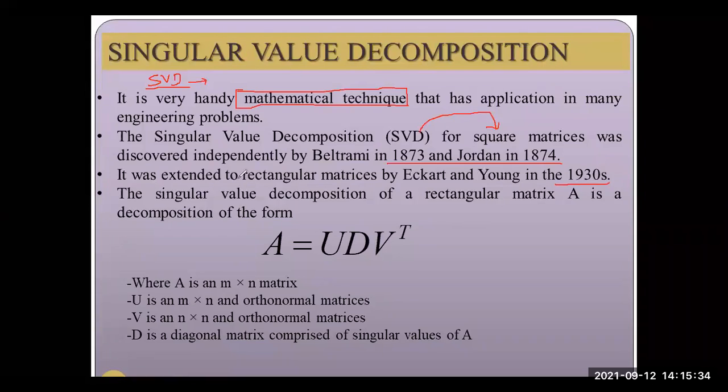Now, what does the matrix definition say? The singular value decomposition of a rectangular matrix: suppose I have a matrix A. Now I can decompose this matrix, meaning I can divide this matrix into three different matrices. One is the matrix U, which is a singular matrix. Similarly, another is the matrix V, which is also a singular matrix. Then there is a diagonal matrix D.